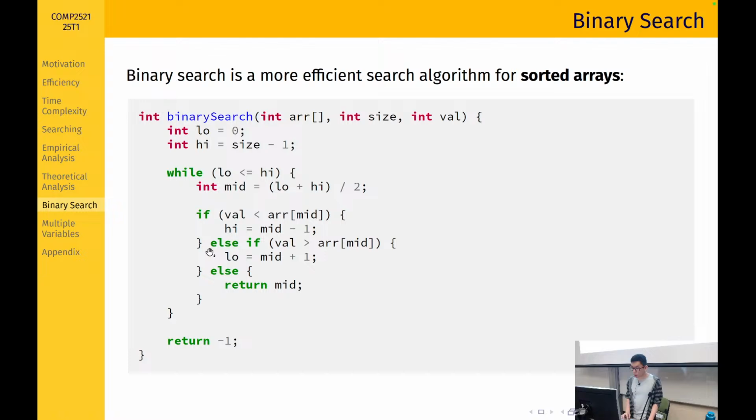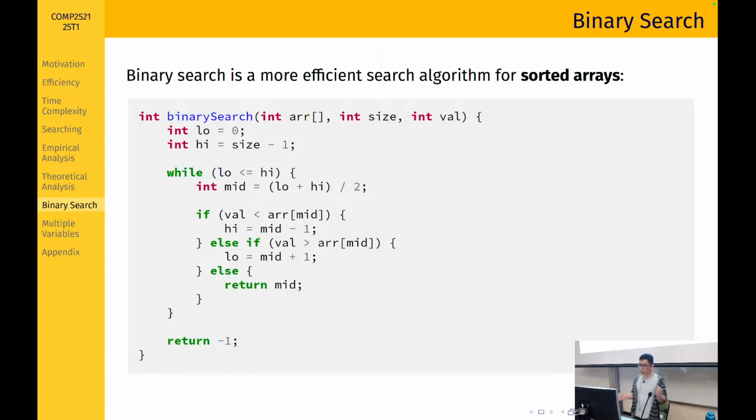This is the code for binary search, right? So let's go through this. So we have an array and its size and the value that we're looking for. Okay, and what we do first is we initialize two indexes, right? So low, which is 0, and high, which is size minus 1, right? So this is the index of the last element of the array.